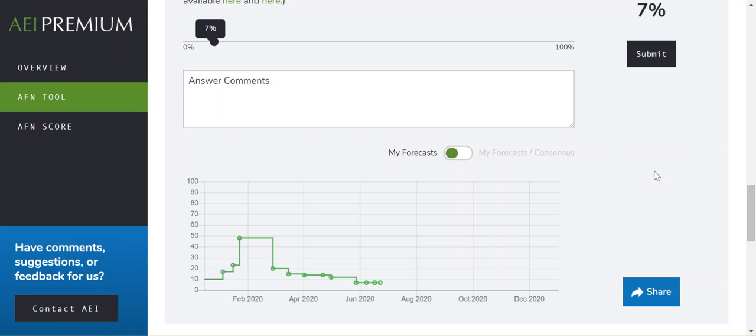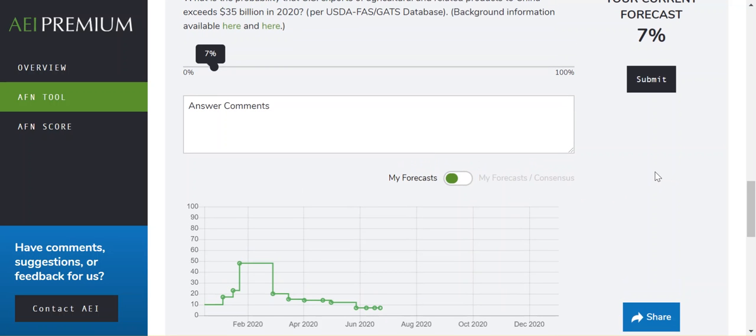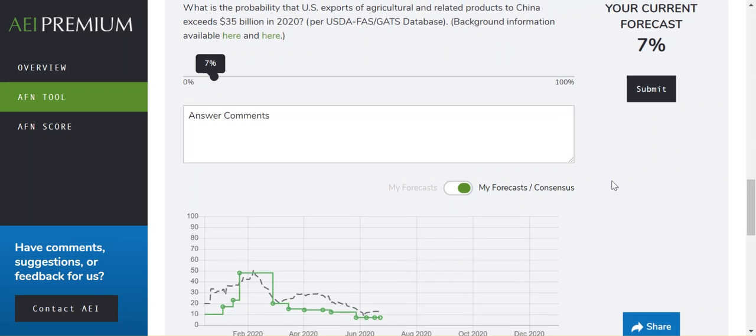The third piece of feedback we give you here on live open questions is the consensus. You toggle that over and we can share how your expectations line up with the average of all the other forecast network users. So you can get a good benchmark as to how your expectations may or may not line up.